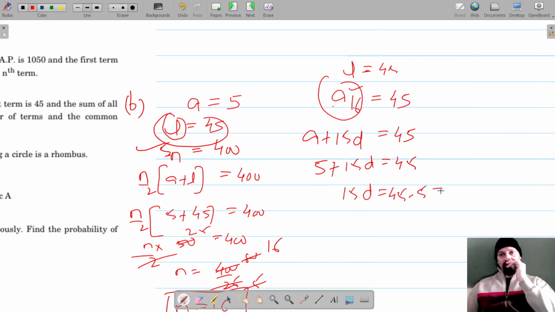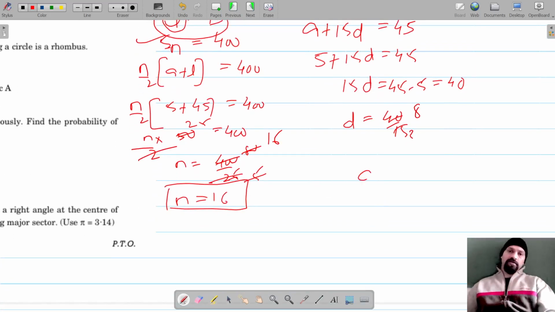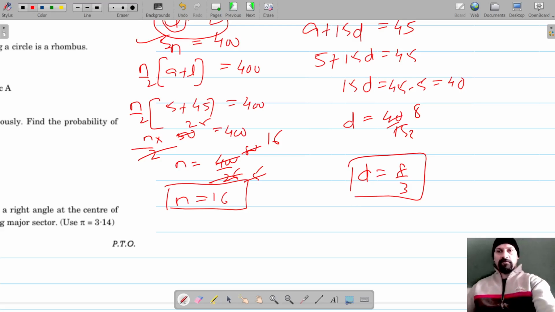15d is equal to 45 minus 5, which is equal to 40, and d is equal to 40 by 15. So 5 threes are 15, and we get 8. So d is equal to 8 by 3. So the common difference is 8 by 3. Okay, let's move on to the next question. That is question number 28.